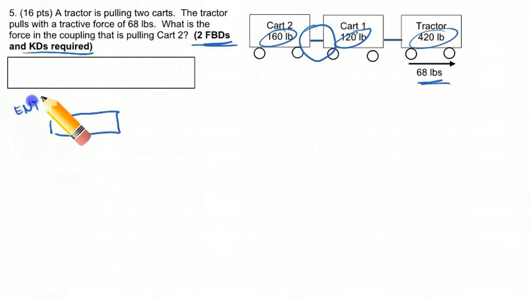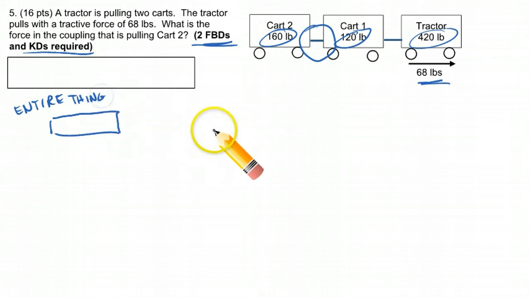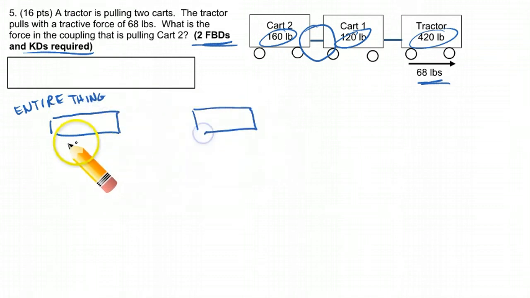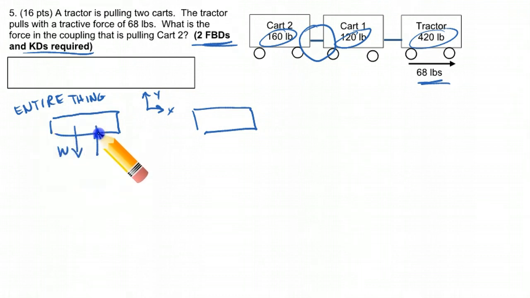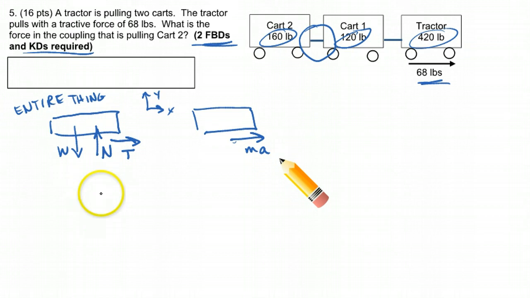So the entire thing, and we'll draw a free body diagram, kinetic diagram. We use X, we use Y. The free body diagram here is just the weight, a normal force, and a tractive force, and we're just going to have a mass times acceleration. Okay, so no hills, pretty easy.